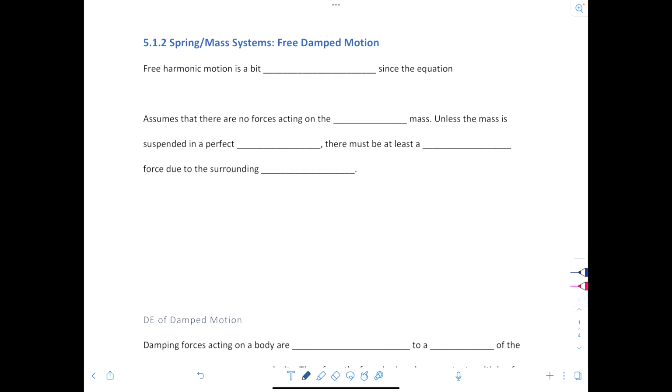We're moving on to spring mass systems with free damped motion. Free harmonic motion is a bit unrealistic, fun as it is, since the equation m times the second derivative of x with respect to t equal to negative kx assumes that there are no forces acting on the moving mass.